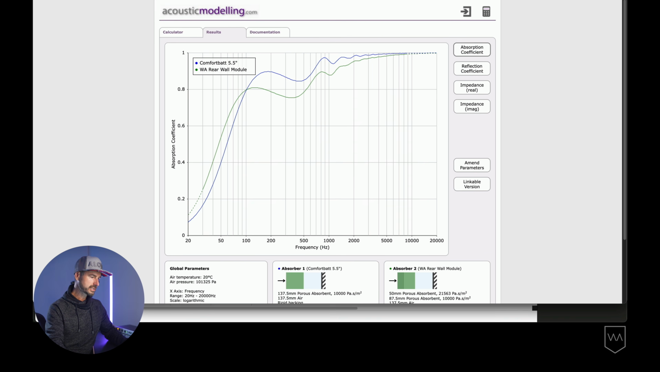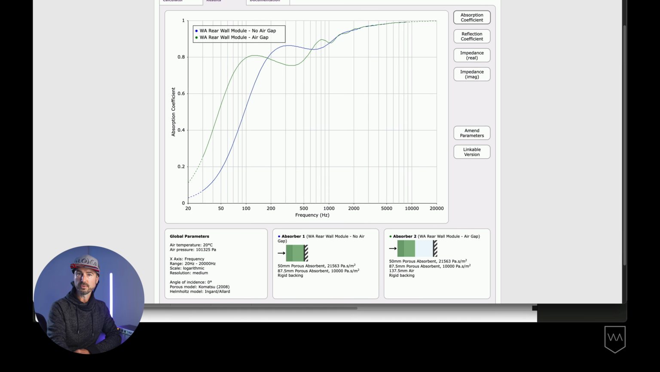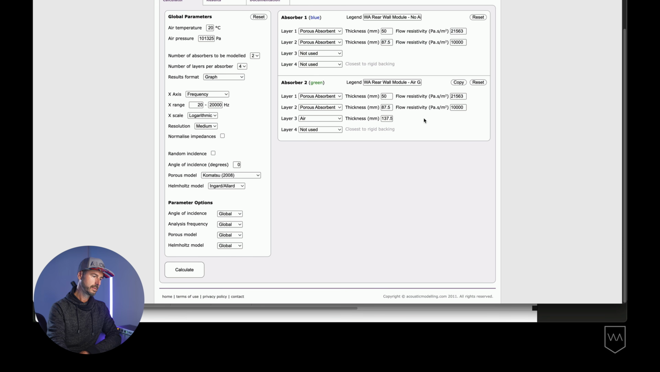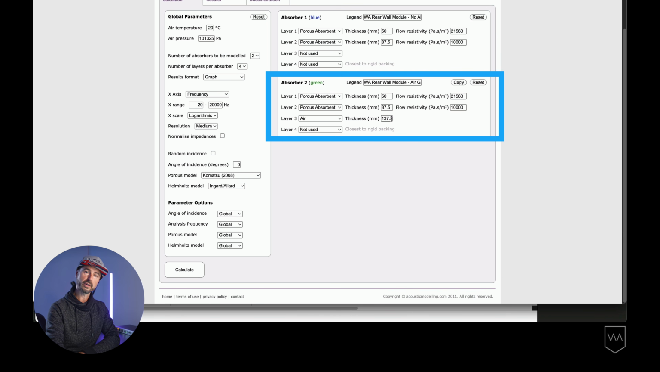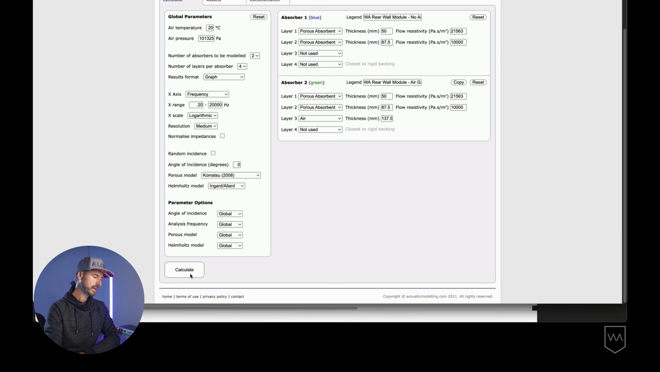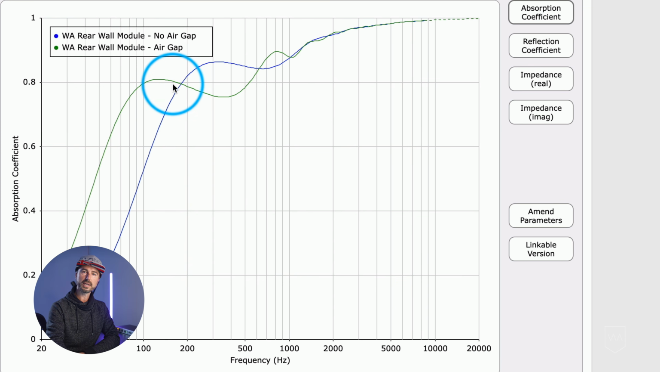In this absorption scenario, I'm showing you the difference that running an air gap makes. If we take a look at my parameters, in both cases, I'm using the Warp Academy multi-layered bass absorber, the 5.5 inch one on the back wall, but on one of them I've included an air gap, and on the other one I have not. So there's no air gap on the top one, the blue line, and there is that 5.5 inch air gap on the green line. Now let's take a look, and we can see that difference in low frequency absorption coefficient. That's a really significant difference.